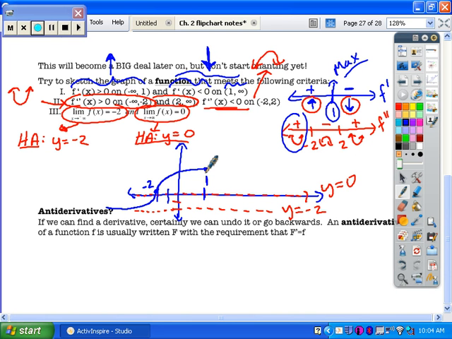Now, after 1, we're going to be decreasing, but we're concave down up to 2, because that's what this piece says, concave down from negative 2 to 2. So going to negative 2, still concave down, and then it switches to be concave up and go like this.